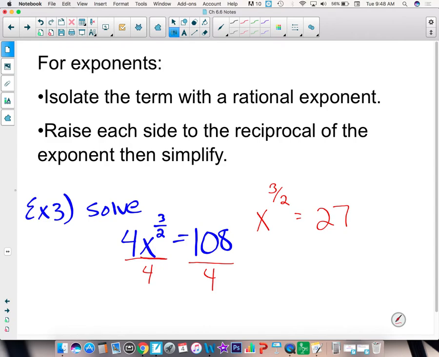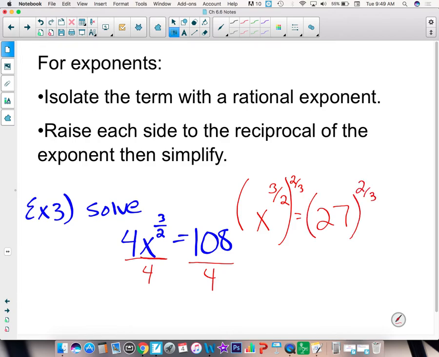Okay, so from there, you got to think of, well, that x, well, that's a square root of x cubed. How do we undo that? Well, you could square both sides, but then that's going to make our 27 massive, and we're going to have to take the cube root of that eventually anyway to get rid of the x cubed. Easier way. So I can raise both sides of this equation to a reciprocal power.